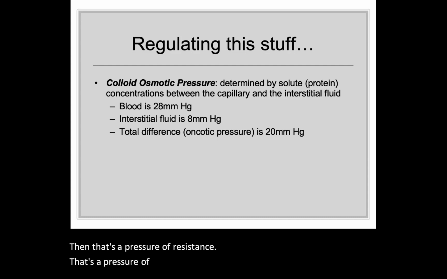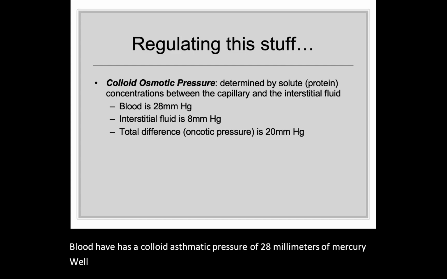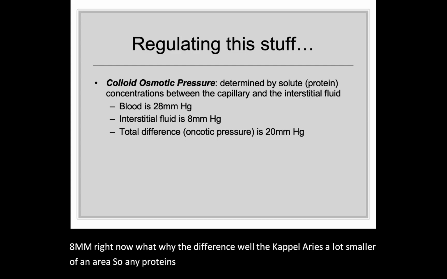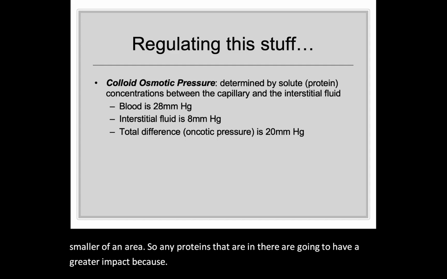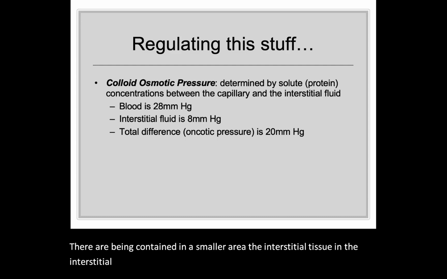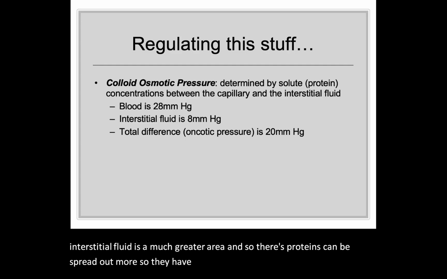And so blood has a colloid osmotic pressure of 28 millimeters of mercury. Well, the interstitial fluid also has a colloid osmotic pressure, which is 8 millimeters. Now, why the difference? Well, the capillary is a lot smaller area, so any proteins in there are going to have a greater impact because they're being contained in a smaller area. The interstitial fluid is a much greater area, so those proteins can be spread out more, and they have less of an overall impact on the pressure.